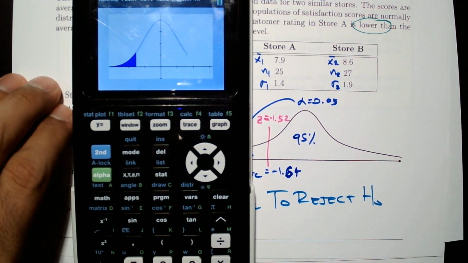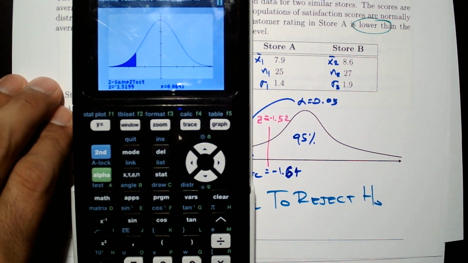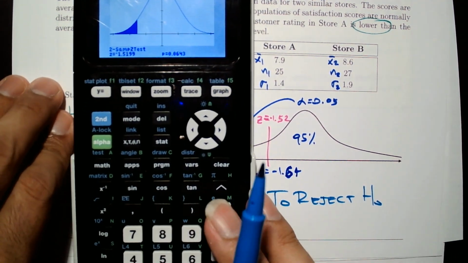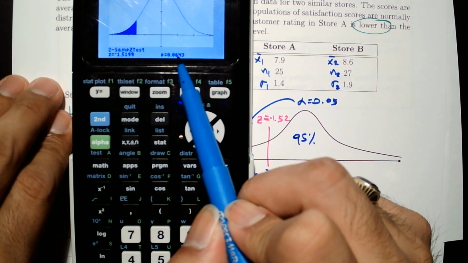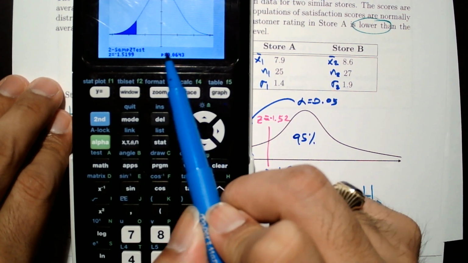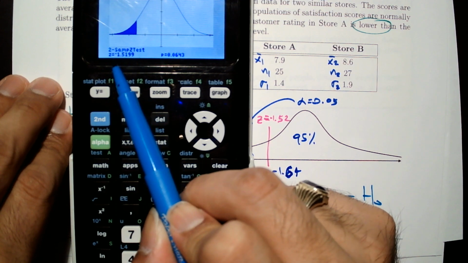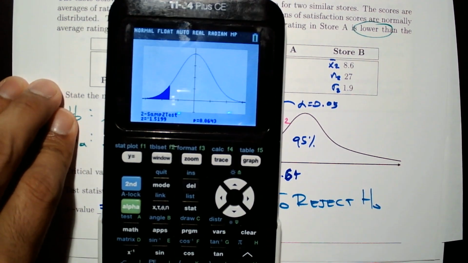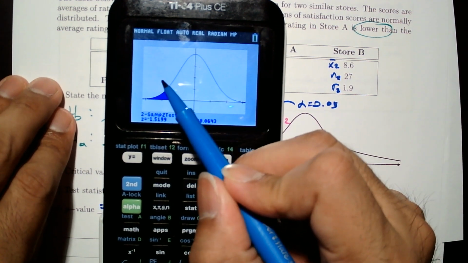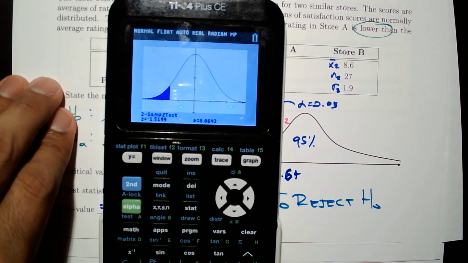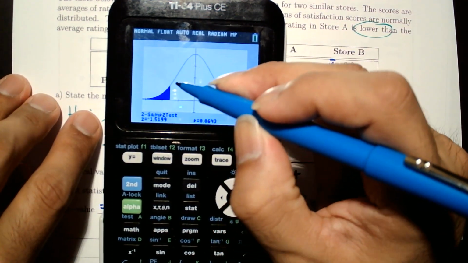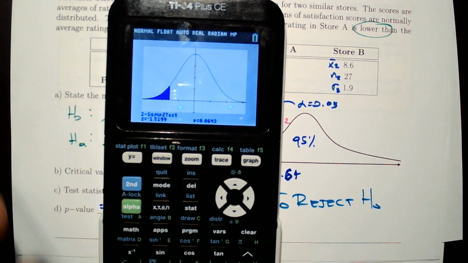In this case, it's going to do the left test. Our p-value is typed in here, 0.064, and our test statistic is negative 1.52. That's how we see that this is left-tailed. And in this case, the statistic is somewhere there.